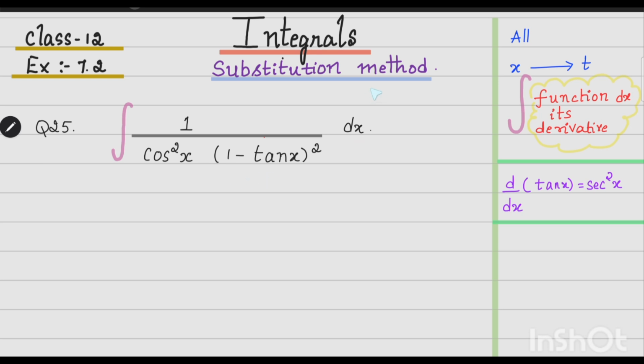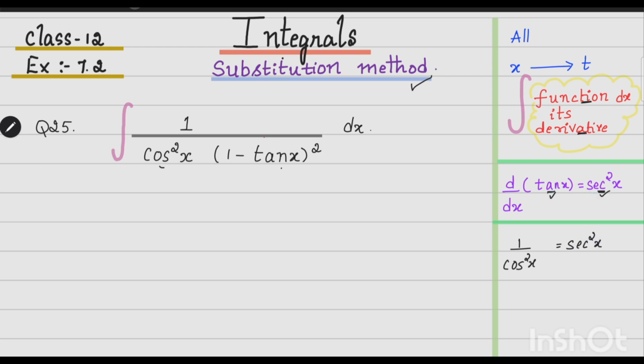Now to find the integral by the substitution method, the key idea is: if the integrand is made up of both a function and its derivative, then we can apply the substitution method. So is there any function and its derivative? Let us select the function tan x. If you differentiate tan x, you will get secant square x, right? But secant square x is not there in the integrand. 1 by cos square x is nothing but secant square x, so in the place of 1 by cos square x, we can write secant square x.